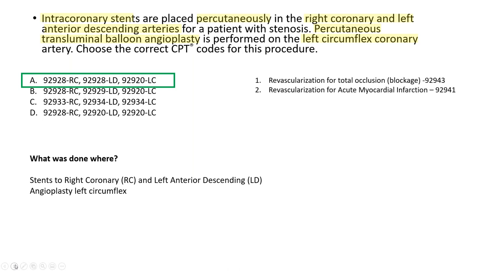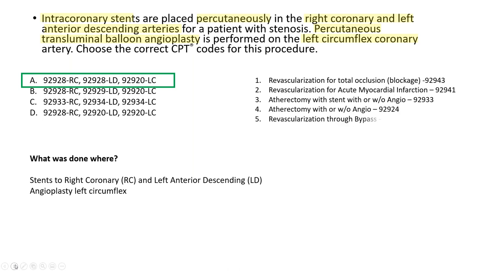Remember, here is our hierarchy of coding. Knowing that one is the most complex and seven is the least, we're looking to make sure that we've sequenced the most complex thing first. We can see that stents are higher and more complex than an angioplasty. 92928, which tells us stent with or without angioplasty, ranks higher than a plain old angioplasty. So that looks like a good combination, 92928 and 92920, with 92928 sequenced first.